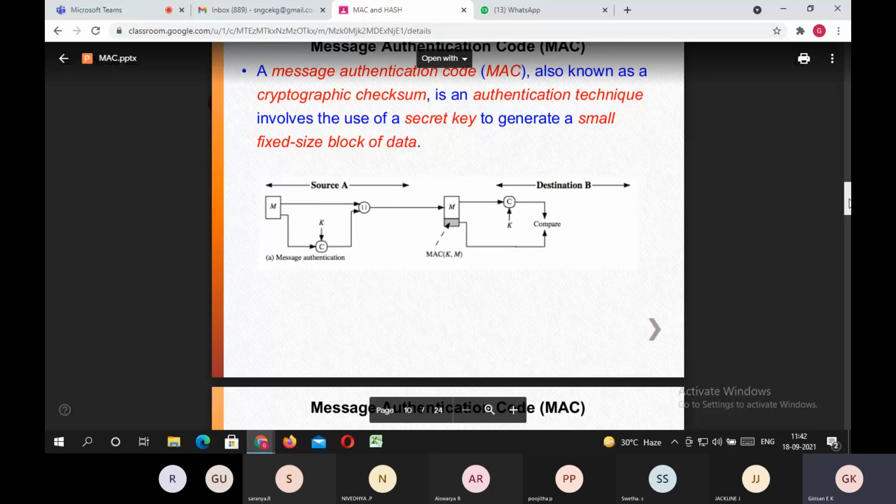And he will also have the MAC code which is already appended with the message, and the computed code and the received code must be the same. The destination person, the recipient, will compare, and if they happen to be the same, then he will accept the message. Otherwise the message will be rejected because it has not been authenticated.